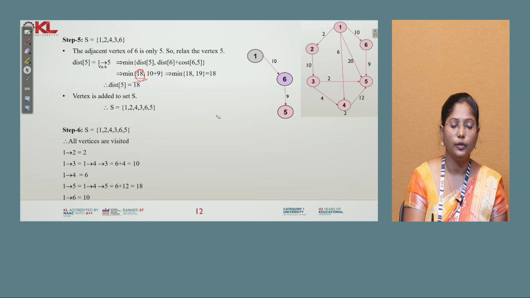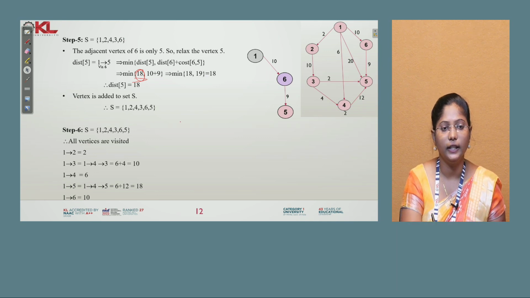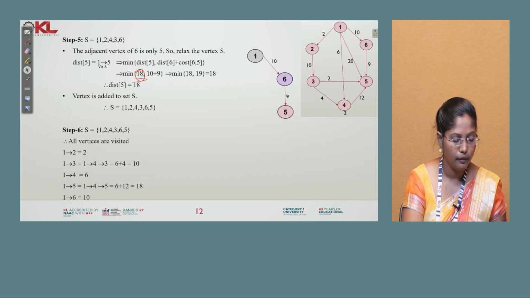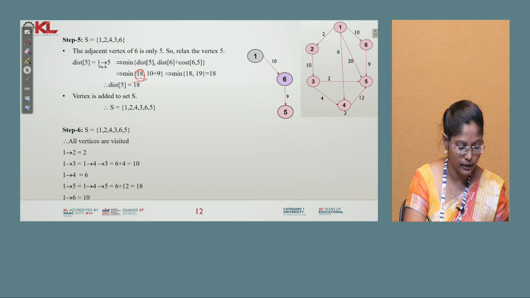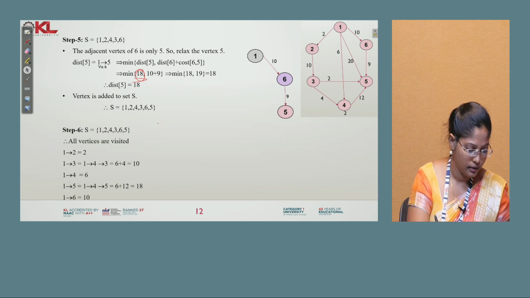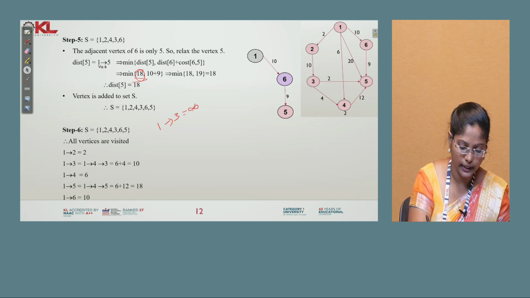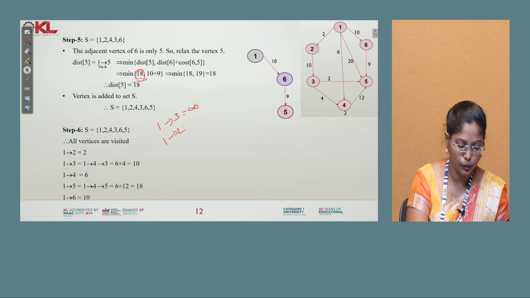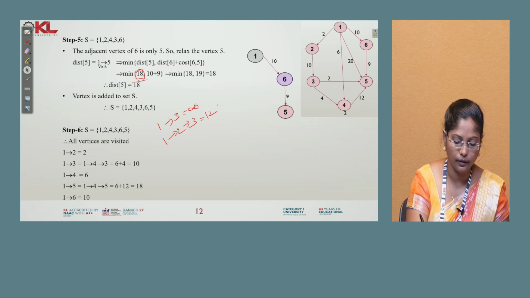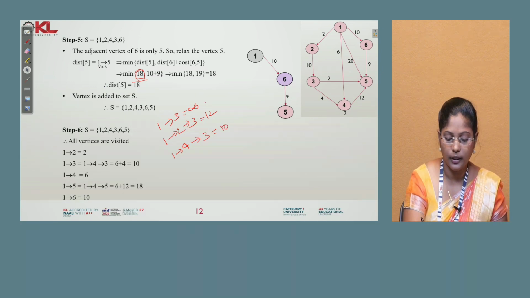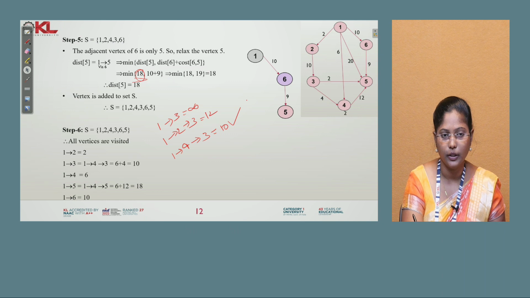Okay. So in step 6 we can write clearly 1 to 2 is 2, we already know. And 1 to 3, we can observe, directly it is infinity, and another path is 1 to 2, 2 to 3, that is 12, and another path is 1 to 4, 4 to 3, that is 10. So in this, which one is minimum? This is the minimum. So that's why we are taking the minimum one.